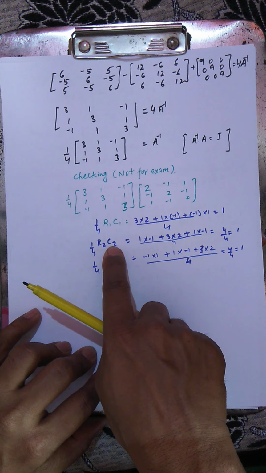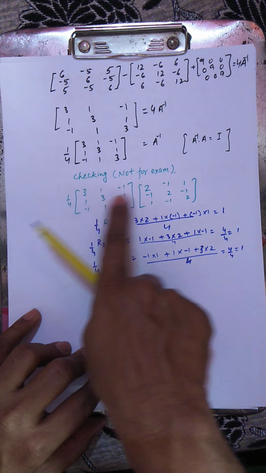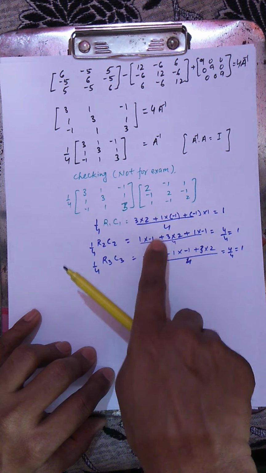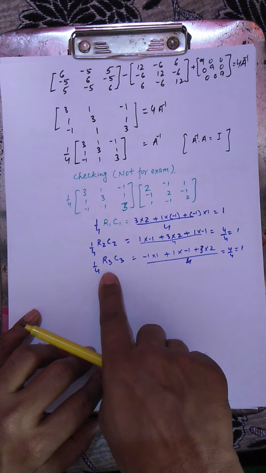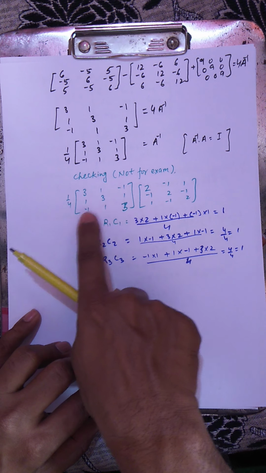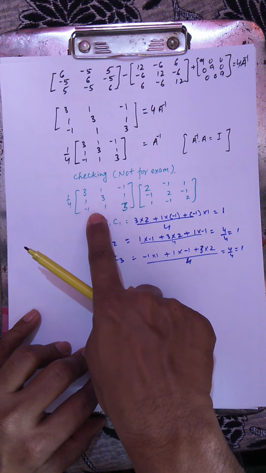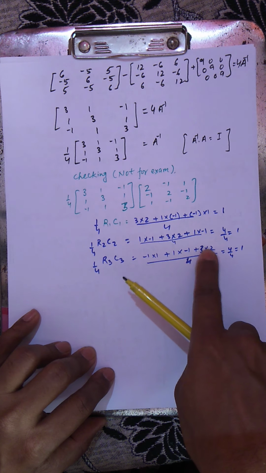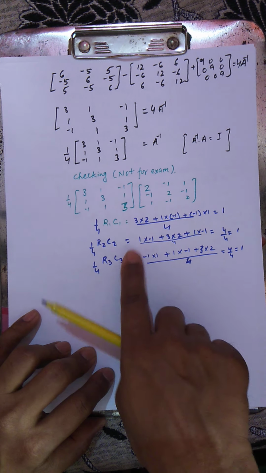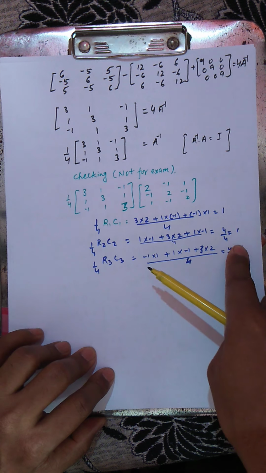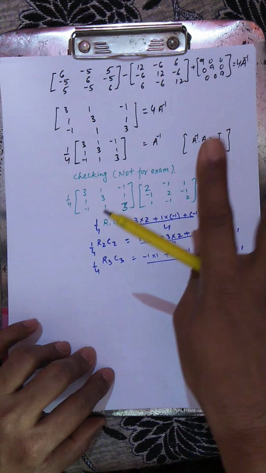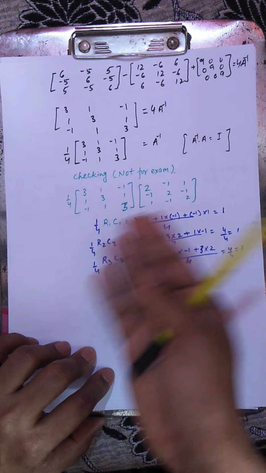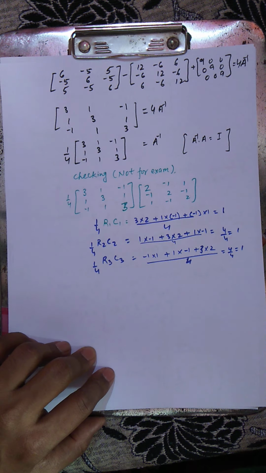Now take R2 C2. R2 C2 means this R2, 1 into minus 1, 3 into 2, and 1 into minus 1. So this answer is also coming 1. Now R3 C3 means this row R3, this minus 1 into 1, 1 into minus 1, and 3 into 2. So this is 3 into 2, 4. So this is now also coming 1. So if you get these three elements as 1, 1, 1, it means your answer is 100% correct. There is no need to multiply each and every element to know whether this answer is correct or not.